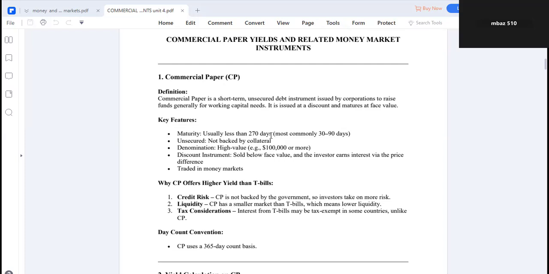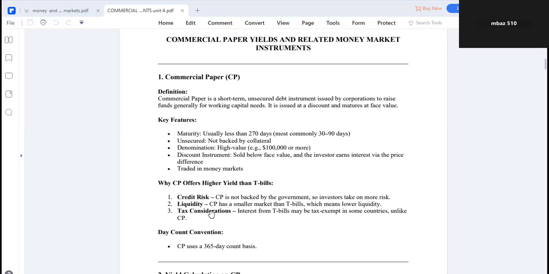Why does commercial paper offer a higher yield than treasury bills? Number one, it's credit risk. CPs are not backed by government, so investors will take up risks and hence the return is high. Then liquidity: the CP is less liquid than a TB, which means there's lower liquidity. And also tax considerations, the interest from TBs may be tax exempt in some countries, unlike the CPs.